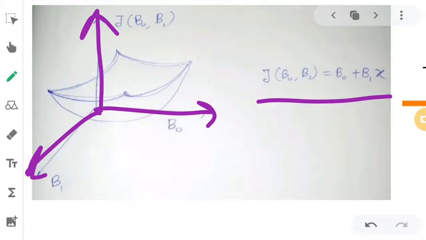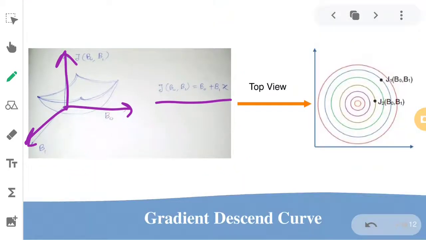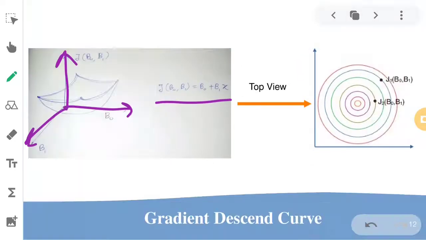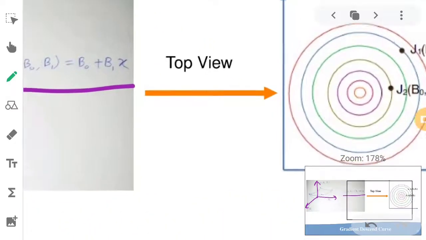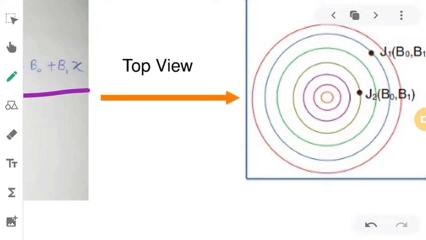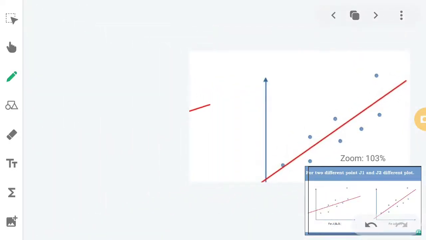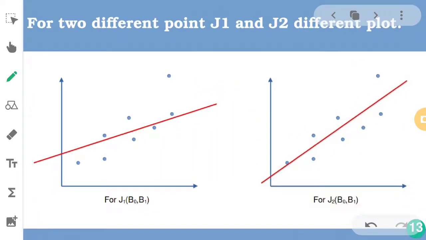Now what we do, we see the top view of J(b0, b1). This is a point J1(b0, b1), J2(b0, b1). For J1 the curve is this. For J2 the curve is this.